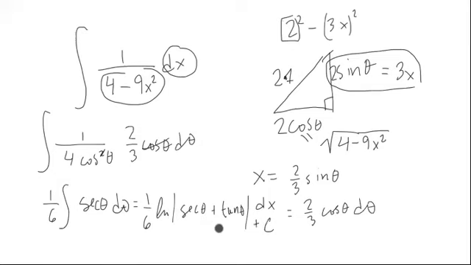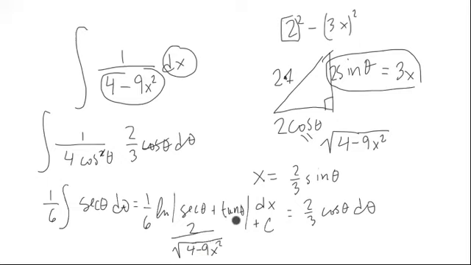But now this makes it a little bit interesting, because notice this is in terms of secant and tangent, and you don't see secant and tangent on this triangle anywhere. But we can still get it. Notice that secant is 1 over cosine. We know cosine is equal to this square root divided by 2, so we just take the reciprocal of that. So we'll have 2 over square root of 4 minus 9x squared. That's what we'll have for secant.